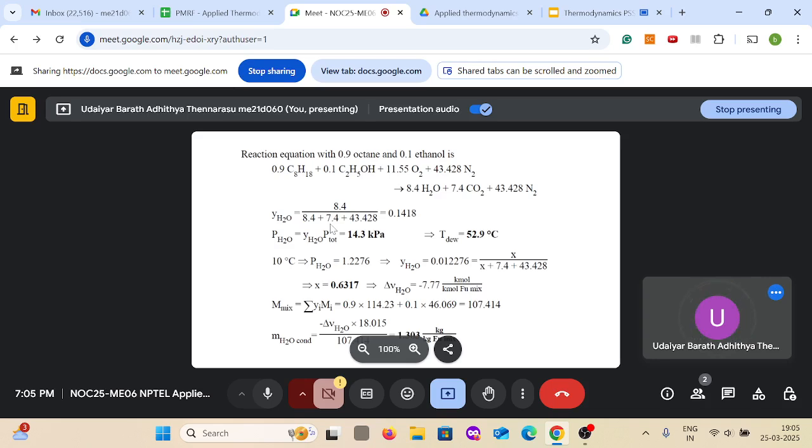So 0.1418 times, again, the total pressure gives you 14.3 kilopascal. So the corresponding dew point temperature is 52.9 degrees Celsius. Since the products are cooled to 10 degrees Celsius, the vapor pressure corresponding to 10 degrees Celsius is 1.2276.